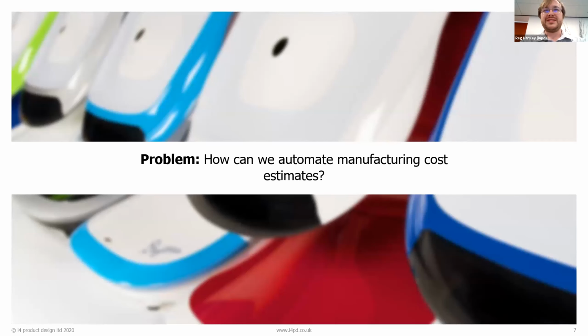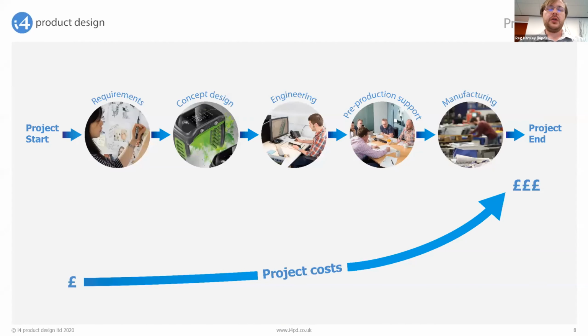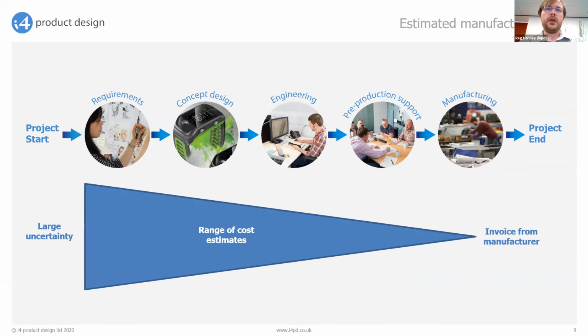So the problem that we wanted to tackle is how can we automate manufacturing cost estimates? As Hannah mentioned earlier on, as a project develops, costs related to the project increase. This isn't just talking about the design cost, it's literally the amount of money you spend to make a product. So you start putting money into making prototypes, and then you have the upfront costs before you go to manufacturing, and then finally the final cost to get your product off the production line.